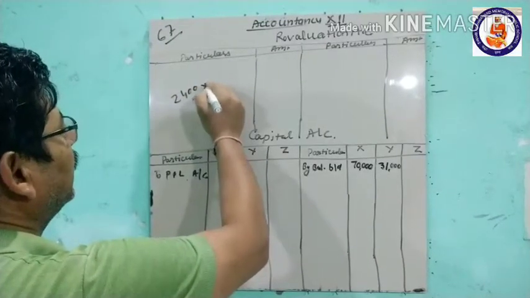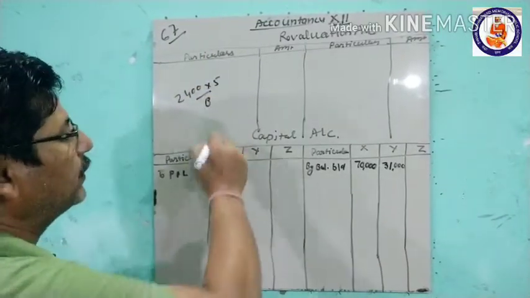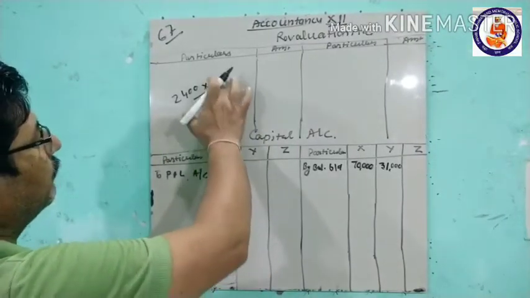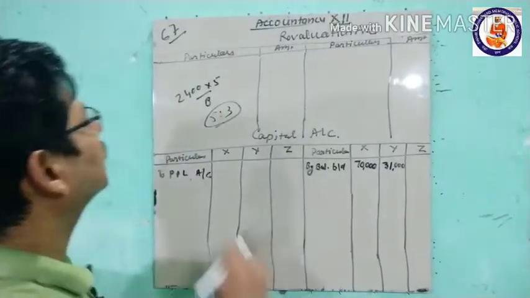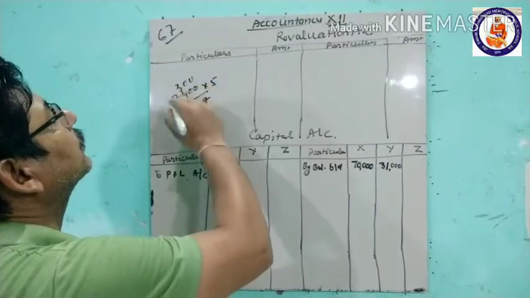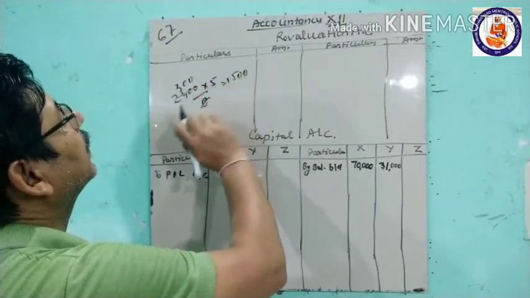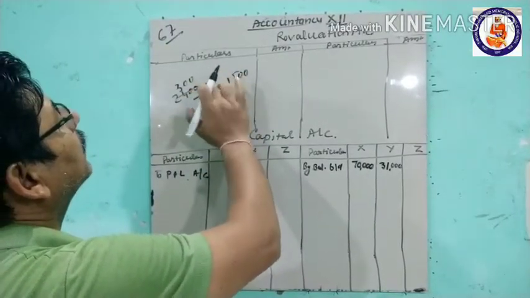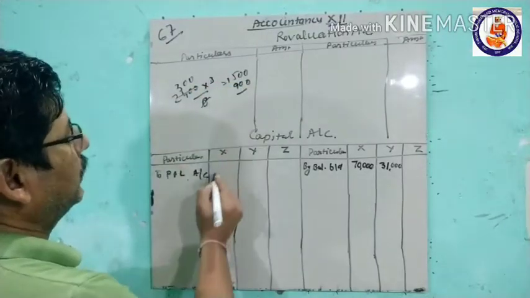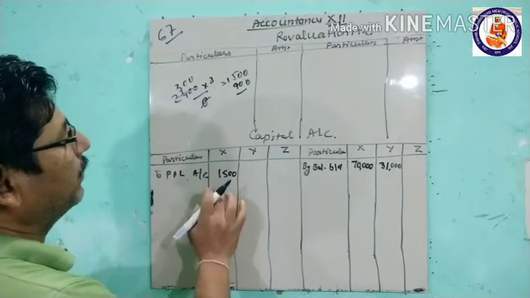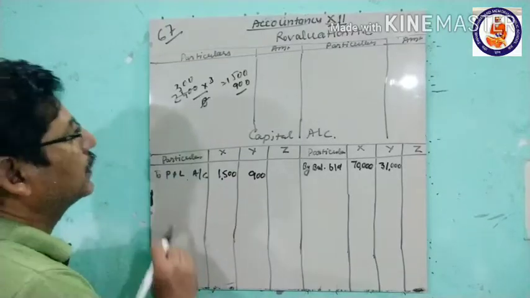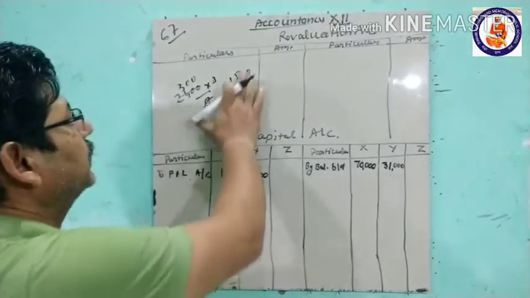2,400 divided by 8, and 5 and 3 means total shares are 5 plus 3, 8. Out of that 5 X is getting. If we divide it, 8 3s are 24, 3 5s are 15, and 3 3s are 9. So 1,500 will be borne by X and 900 by Y. Okay, so this is the treatment for this.